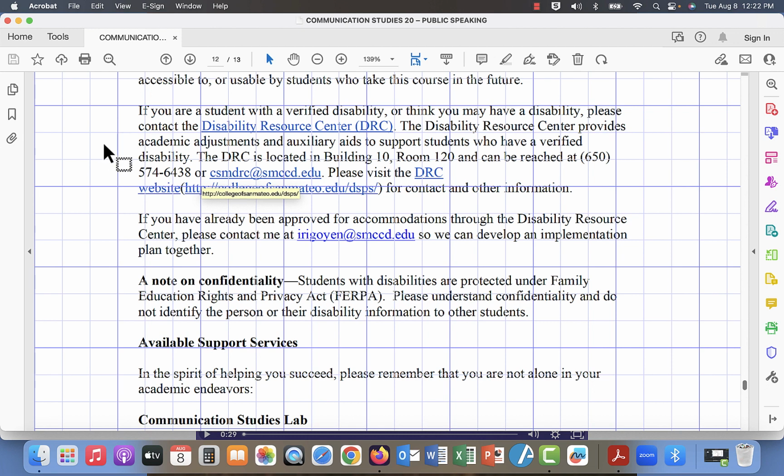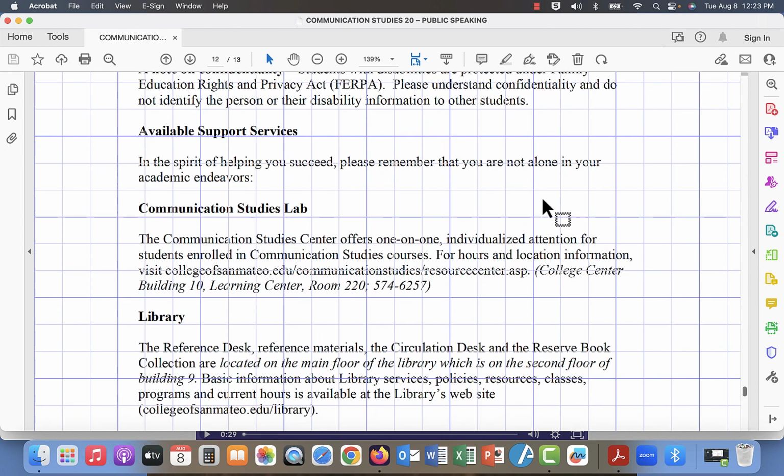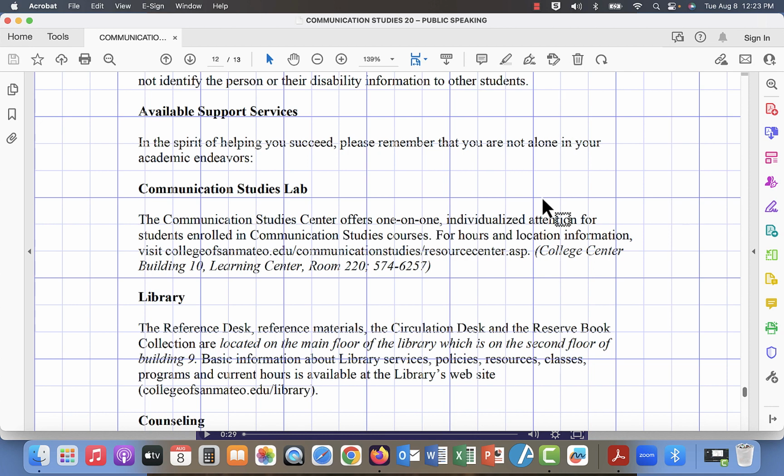Here I have their contact information. They're in Building 10, Room 120. Here's their telephone number, email, and a link to their website. So here we have a lot of support services as you get through our class. Something I really want to stress to you as college students is that there are a lot of resources and support that help you get through your classes and earn your degree. There are a lot of people that want to help you.